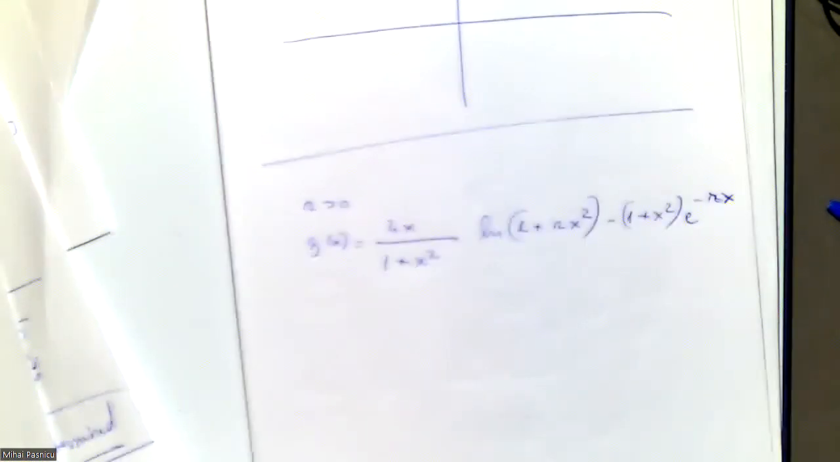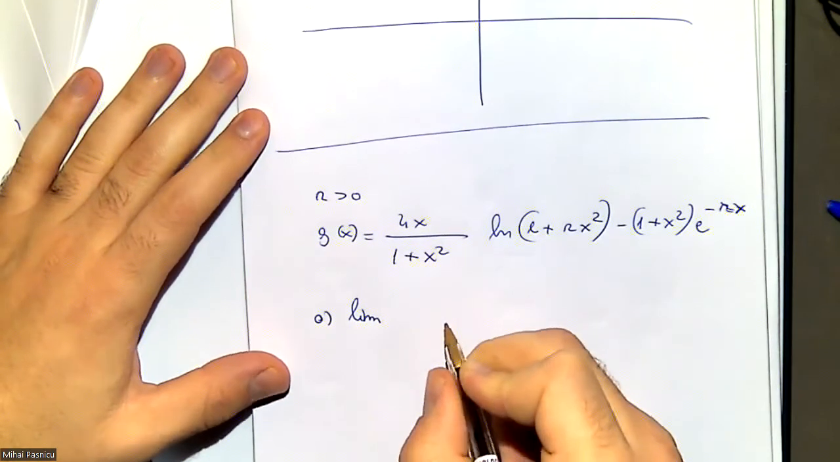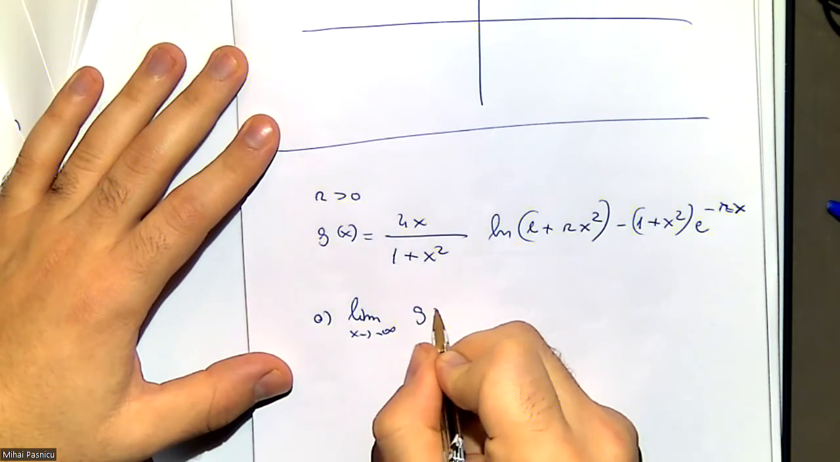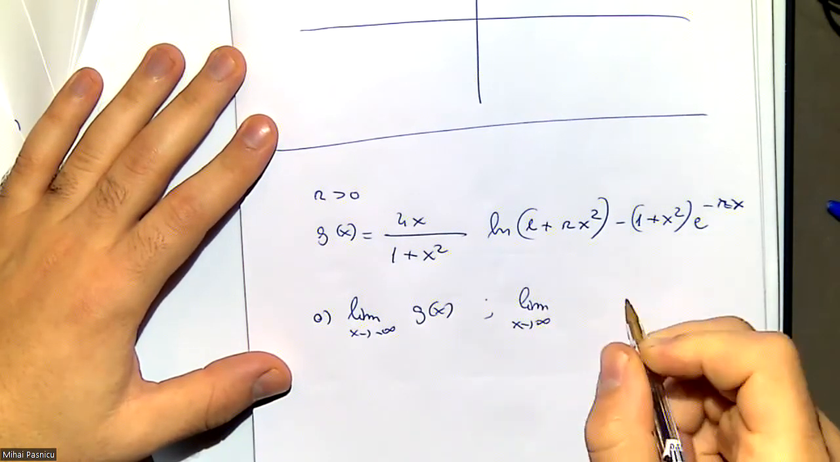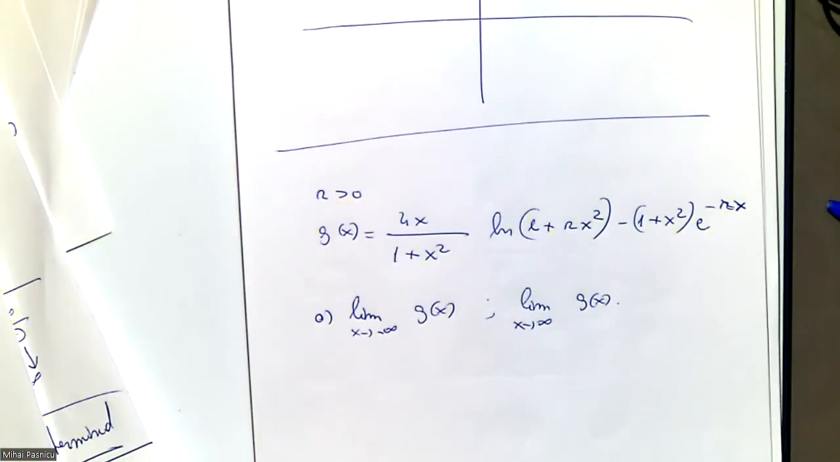Okay, cool. This is my thing. I have to show the limit when x goes to minus infinity of g of x. And then I have to show the limit when x goes to infinity of g of x. We'll get to the last one if we have time. I think it's great practice. Okay, so this is what I need to do.